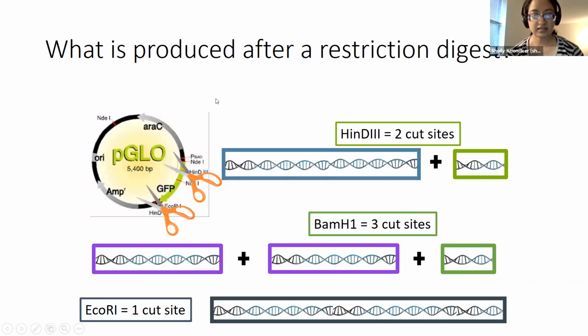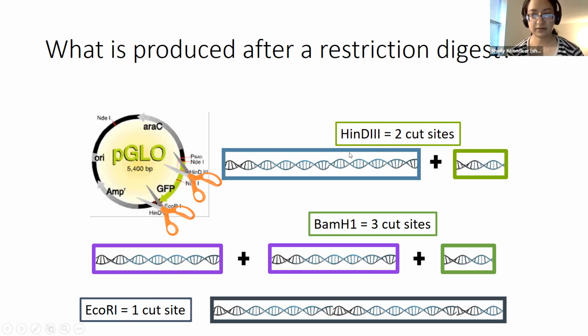So if you cut with HindIII, which has 2 cut sites, you end up with 2 fragments. With BamHI, which has 3 cut sites, you end up with 3 fragments, and with EcoRI, there's 1 cut site, so what you end up with is 1 linear piece of DNA. So this is what you would expect for circular DNA. If you started out with a linear piece of DNA, you would have different results.